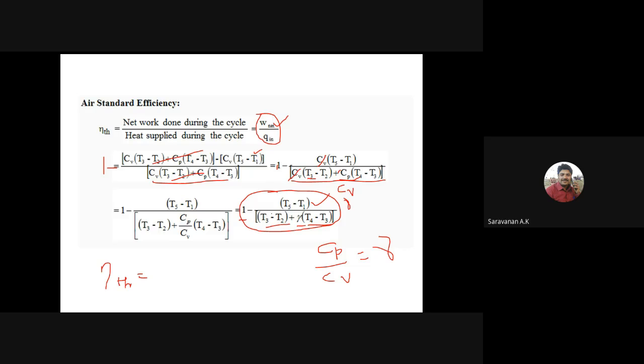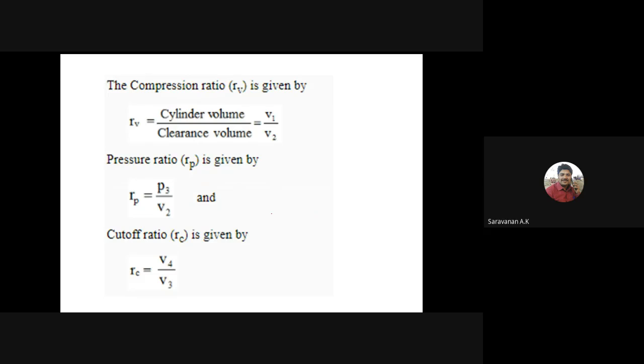Again, we can simplify with some modifications. Here we have three ratios. One is the compression ratio. What is the compression ratio? The ratio of the volume before compression to the volume after compression is called the compression ratio. And then the pressure ratio, P3 by P2. In the constant pressure process both are the same, so the ratio is 1.